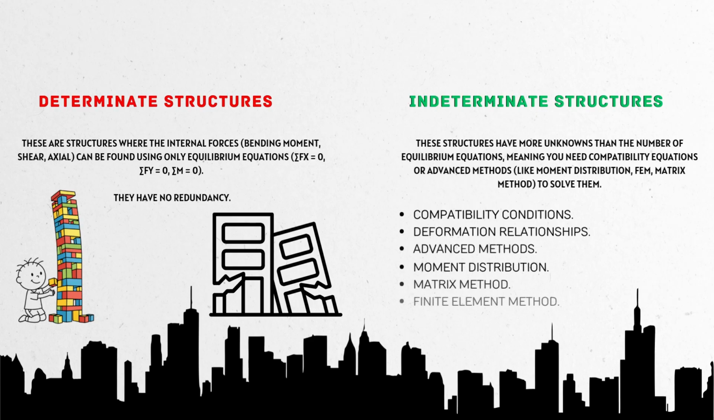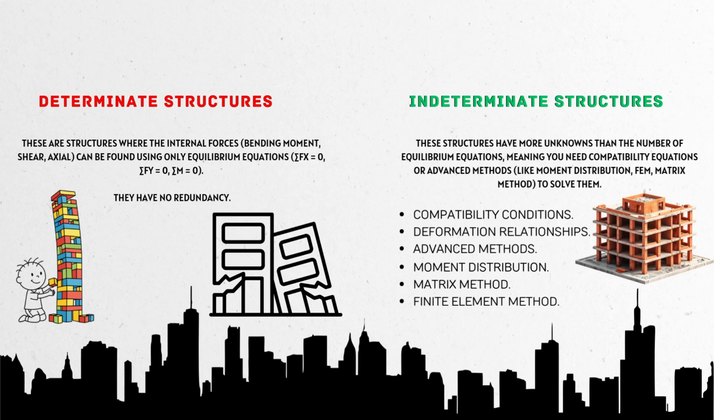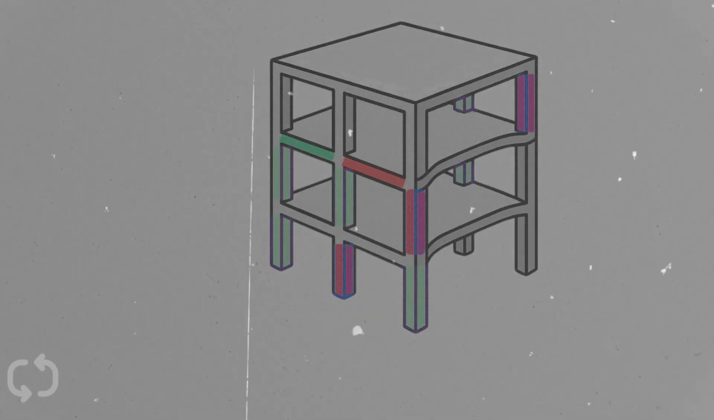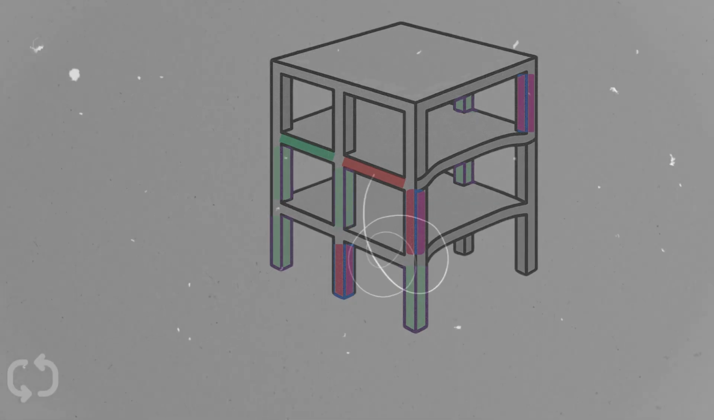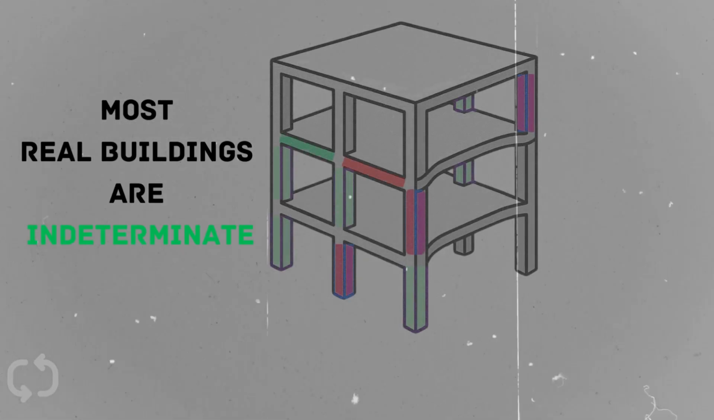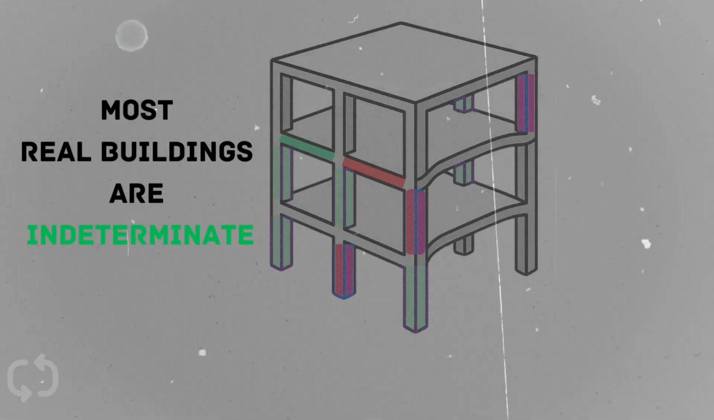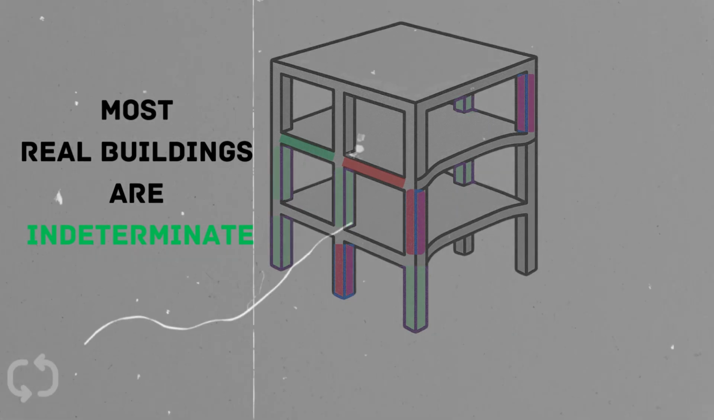But here's the payoff. Indeterminate structures have redundancy. When one member weakens, other members step in. Think of a building frame like a team. One column struggles. Beams and slabs share the load. The building doesn't collapse. It adapts. That's why most real buildings are indeterminate. Because safety is not about strength alone, it's about alternate load paths.